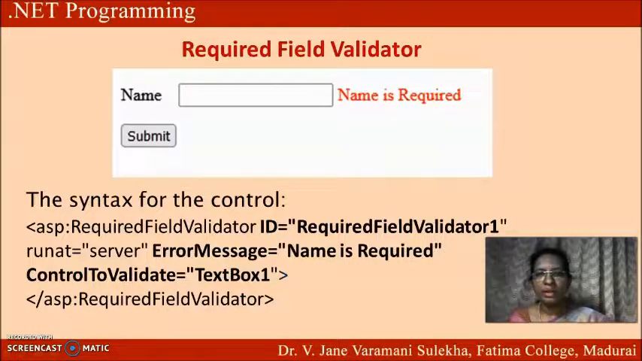The required field validator syntax should contain 3 important parameters. One is ID, second one is error message and the third one is control to validate. ID means it is given by the user. For example, required field validator 1 or RFV1 like that. Then error message. User defined error message can be given in this particular field. Control to validate. Which text box we are going to validate, whether it's text box 1, 2, etc.